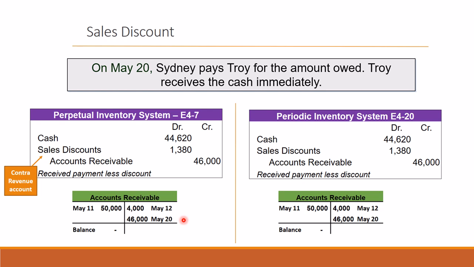even though they considered this to be paid in full. A quick note, what if this payment had been made outside of the 10-day window? Let's say that Sydney had paid on May 22nd instead of May 20th. We would have still had a credit to accounts receivable of $46,000, we would have eliminated sales discounts, and the debit to cash would have been the full amount, $46,000.